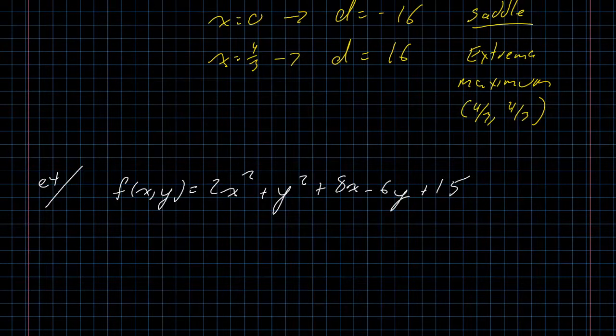All right. I would like you to look at this function. f of x and y is equal to 2x squared plus y squared plus 8x minus 6y plus 15. Use the first derivative test to classify any relative extrema, and then use the second derivative test to determine whether those extrema are local maximums, local minimums, or saddle points, or if the second derivative test is inconclusive, you can report that.